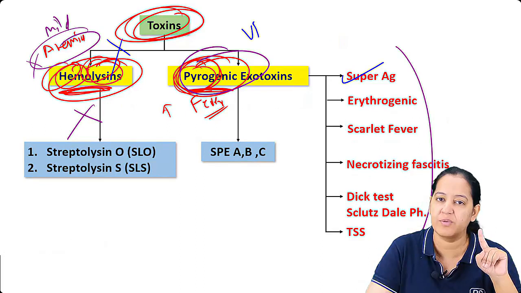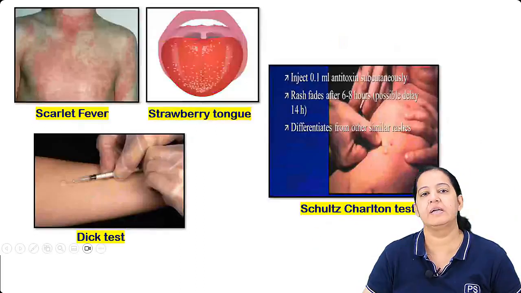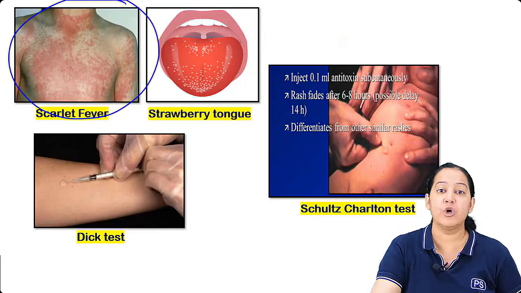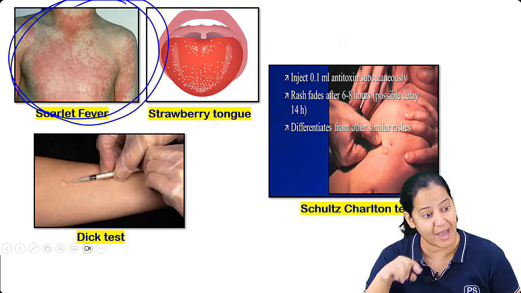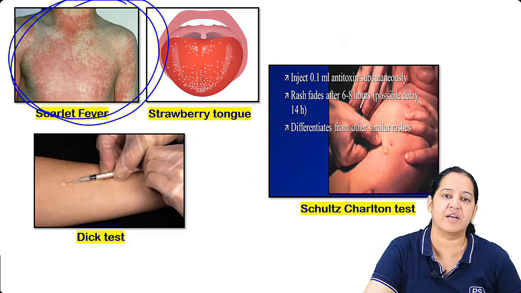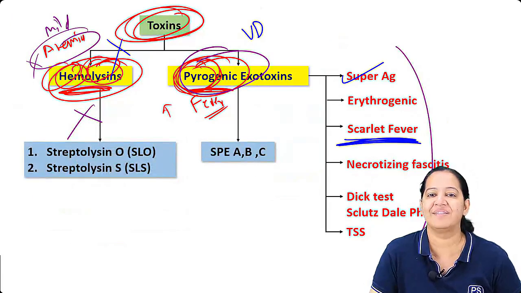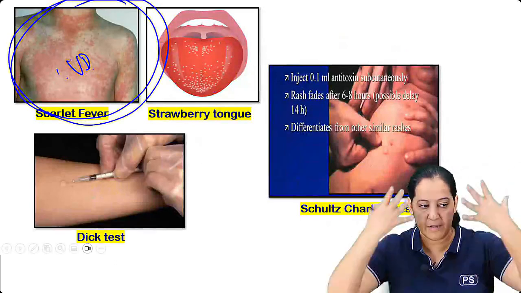Pyrogenic causes vasodilatation of the blood vessels in the body. See, complete body, cutaneous blood vessel vasodilatation. Who is causing it? Is it hemolysin? Say no, ma'am, it's pyrogenic. It is causing vasodilatation throughout the body, and the disease is known as scarlet fever. The complete body becomes red.